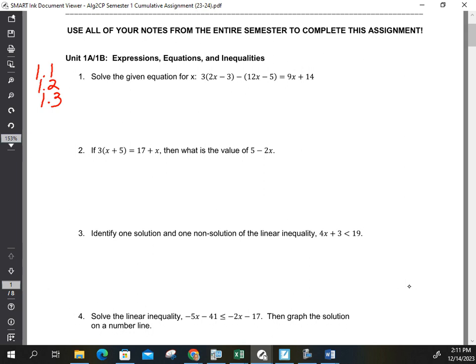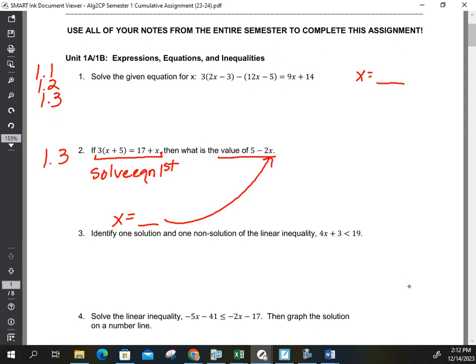So problem 1, solve the equation. Find out what x is equal to. Problem 2, you are given an equation. You're being asked to find that value. So you need to solve the equation first. Solve the equation, figure out what x is equal to, and then plug it in to get your answer. Yes, go ahead. We can fix that. That's section 1.3. That's a section 1.3 situation.